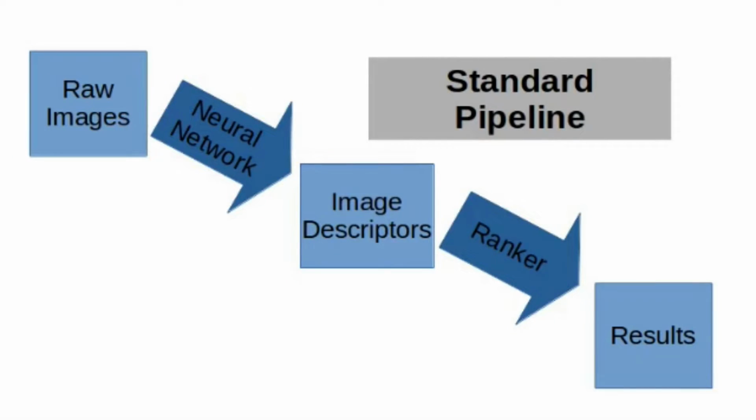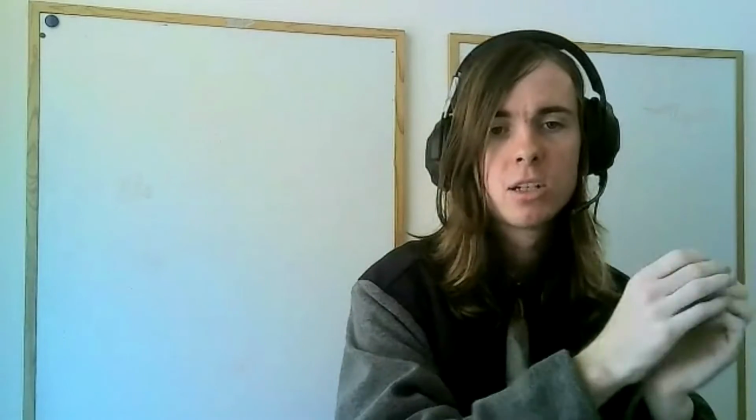The typical way to carry out image retrieval is you have your images and then you apply some technique, often a neural network, to generate a set of mathematical descriptors for those images. And then after that, you use some other technique to rank those descriptors. And the aim of our project was very simply to see which ranking techniques worked best with which descriptor generation techniques. Within this, I was working on the re-ranking step.